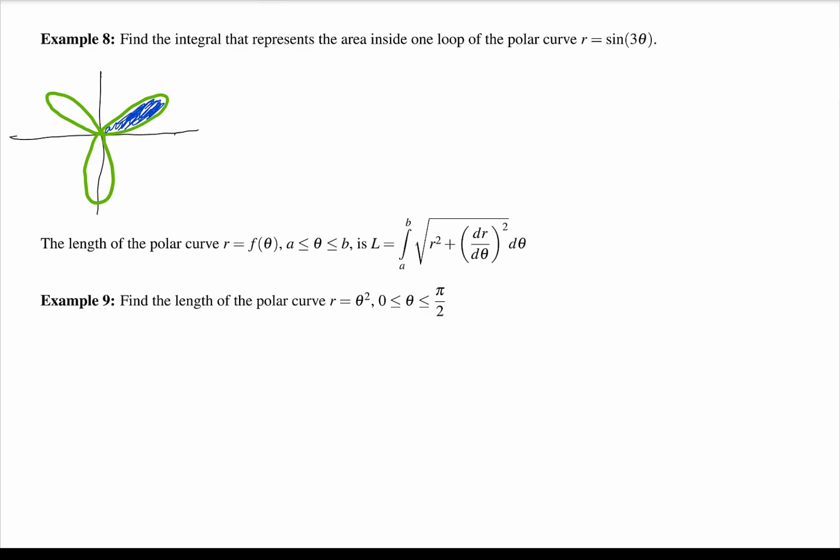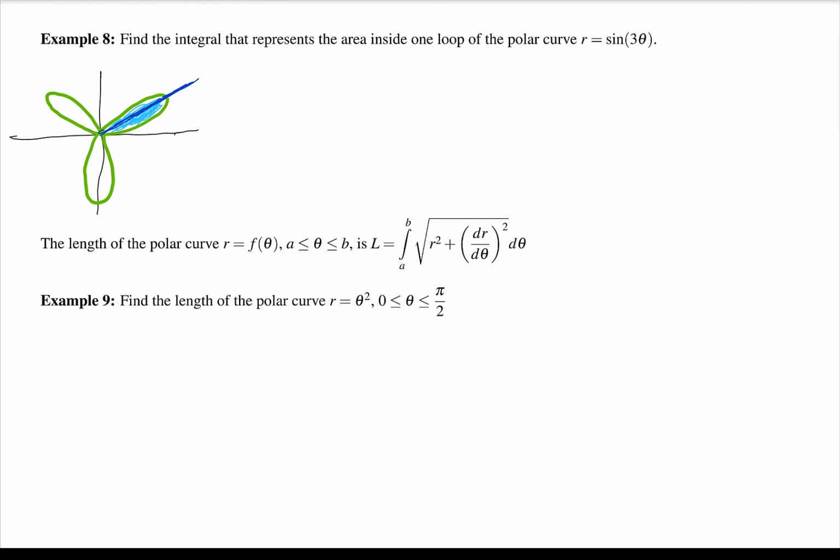Now, a key thing to notice, actually, let me use a different color. So I'm trying to find the area of this region. A key thing to notice is that this loop is actually symmetrical. If I take a line here, then this will split our loop in half.